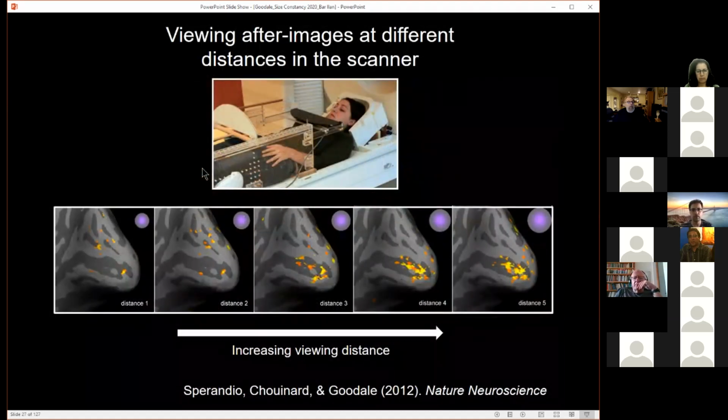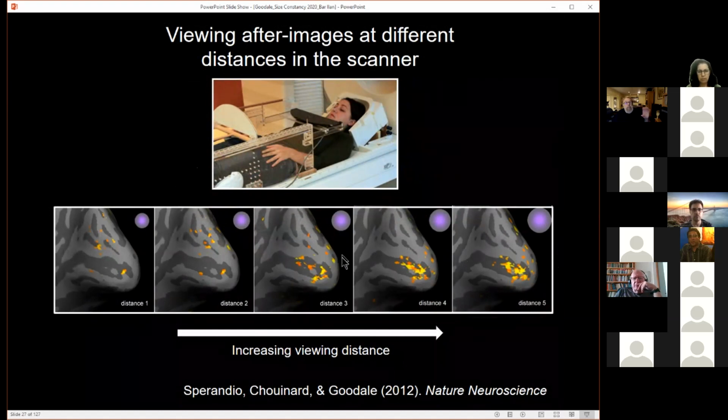And when you do this, what you can see is that as you move from a near distance to a far distance, the activation in V1 increases in size, and follows the size of the after image, the apparent size of the after image. And you can see this unfold in real time.